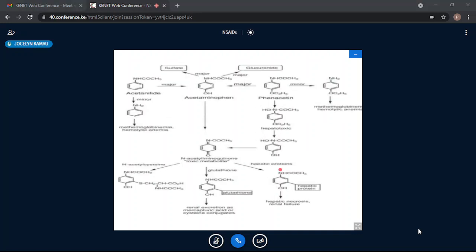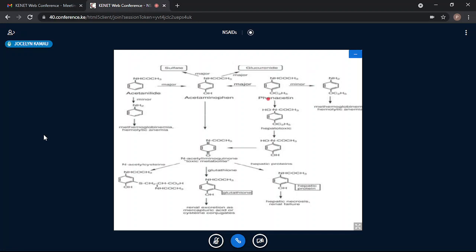So we look now at the metabolism of paracetamol. We are saying you can have two routes of metabolism. You can have sulfate conjugation as a major route, or you can have glucuronic conjugation, and those are the two safe methods of not having toxicity.